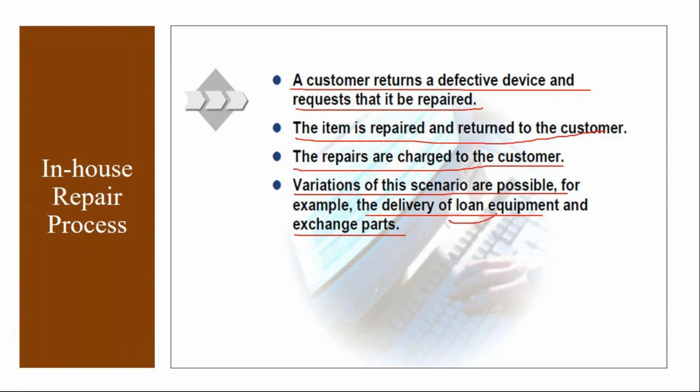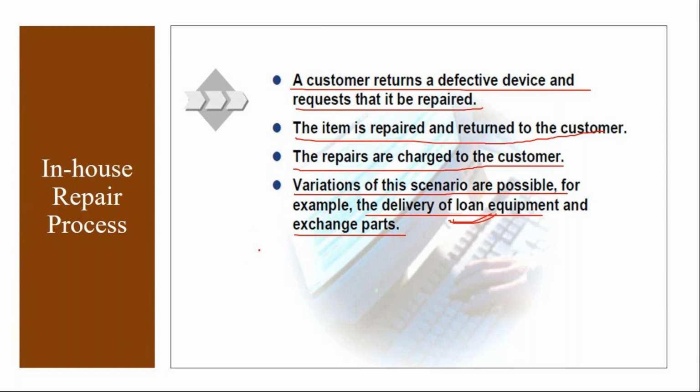So delivery of loan equipment means customer has returned the damaged equipment to us, but that repair activity will take some time. Let's say it takes 1 month. Let's say I'm just giving example. Now during 1 month, customer says, no, our production is at loss. In the meantime, you send another substitute equipment for us for that 1 month activity. That is called equipment on loan. That is one of the scenarios. We will see that when we go to the system, when we go to this in-house repair process. Normal scenario, he returns a product, you repair it, and then you redeliver the product or equipment to the customer.